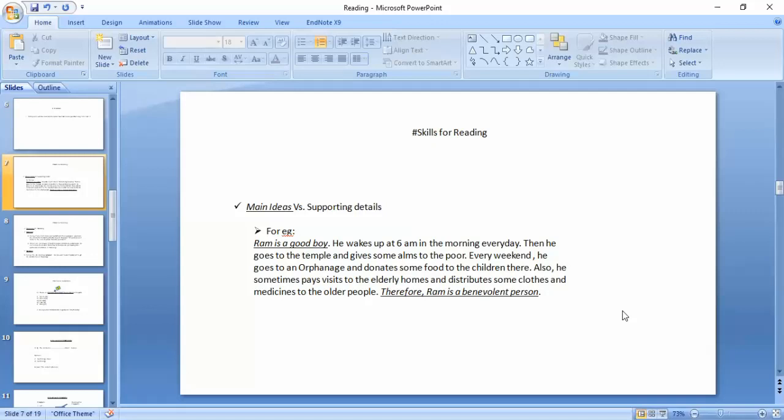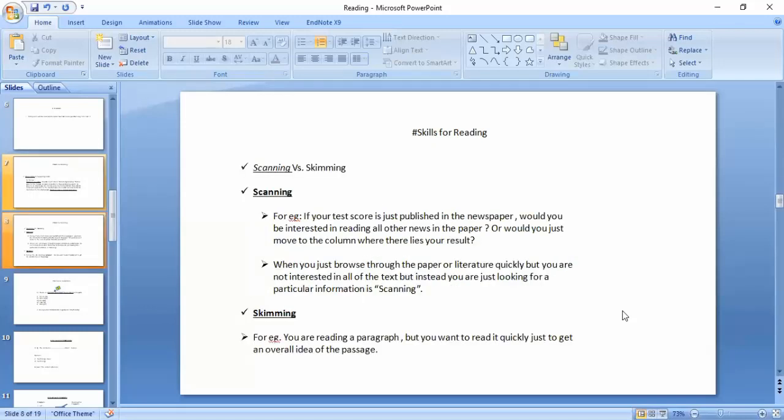And if you read all the sentences in between the first and the last sentence of this paragraph, you will soon realize that all of them are supporting the main idea in one way or the other. These sentences that come between the first line and the last line of a paragraph are called what? Supporting details. So in this way, by reading the first and last lines of a paragraph, you can figure out the main idea of a given paragraph.